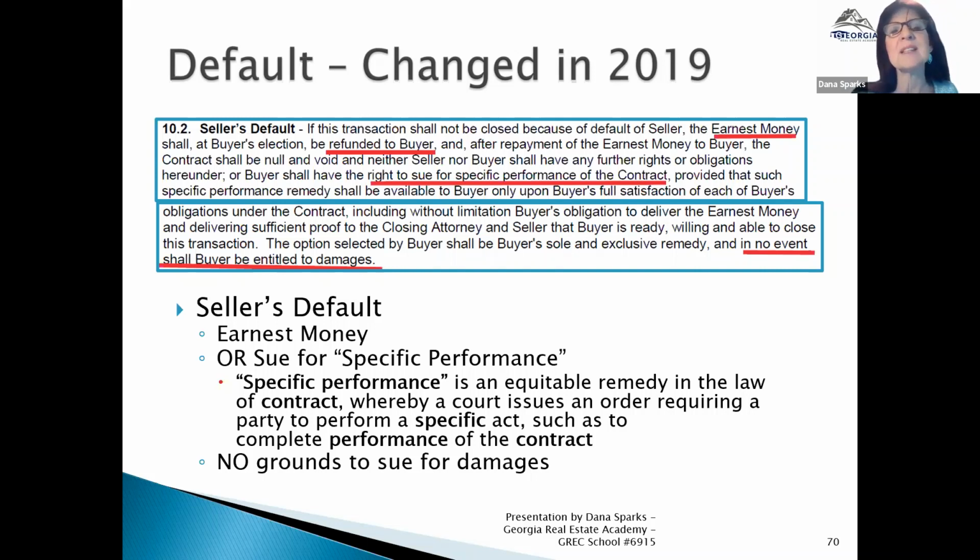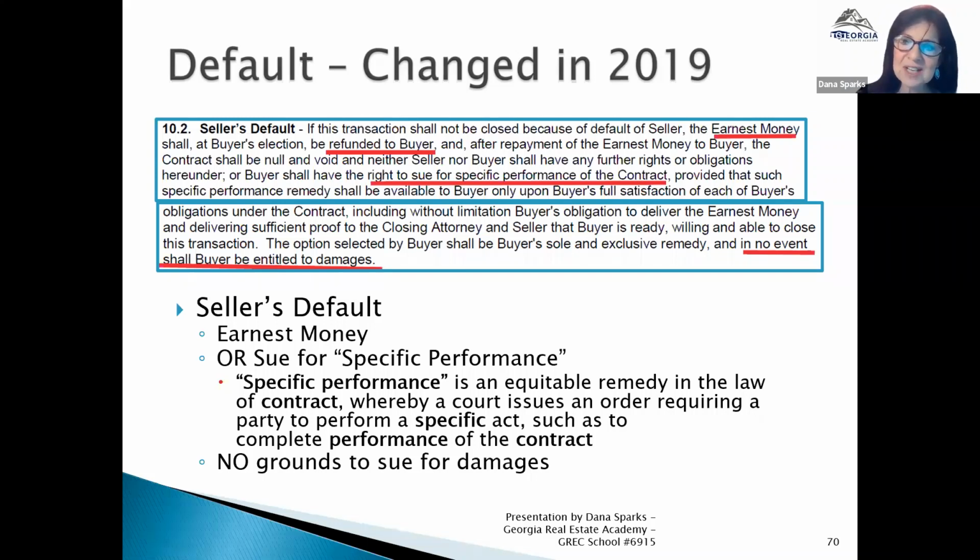Specific performance means they go to court and a judge rules that the seller must go through with the contract with this buyer. A note to you guys, if a buyer is going to sue a seller for specific performance, they don't get their earnest money back, because if the judge is going to make the seller go through with it, the earnest money is part of the contract.